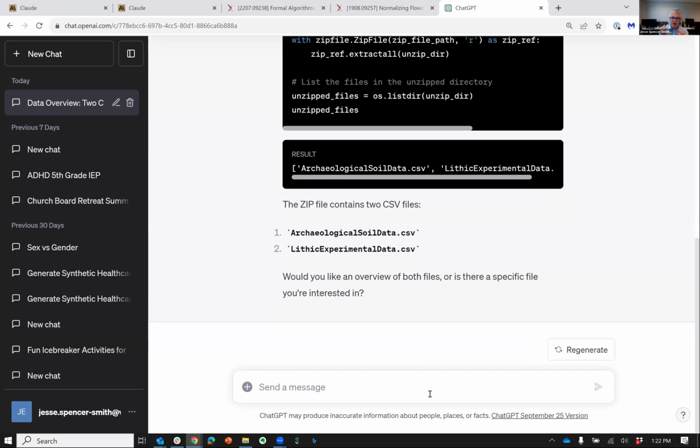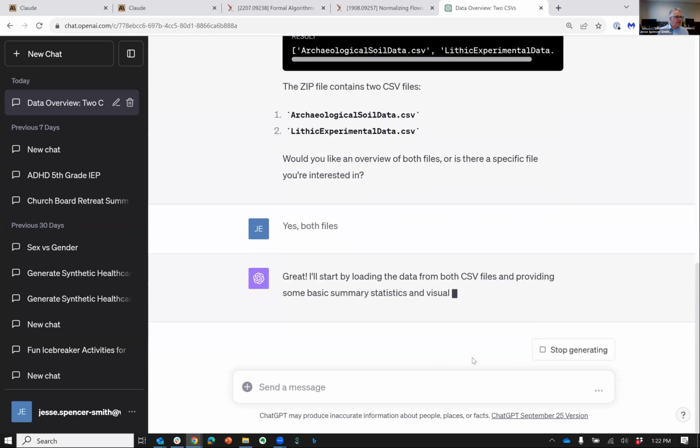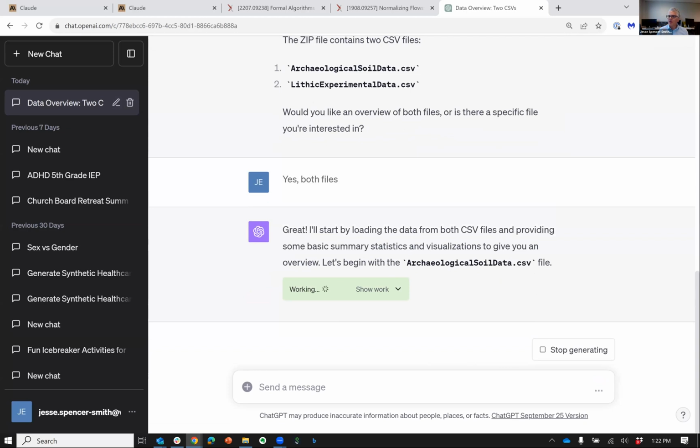So the shovel saw that I needed to unzip, and so it created an unzip tool, and now it's asking me if I want to go further. Yes, both files, please. I'll start by loading the data from the CSV files and providing some basic summary statistics and visualizations. So, Ryan, you mentioned figuring out how to tweak figures to be just right. This is a step towards that, right?